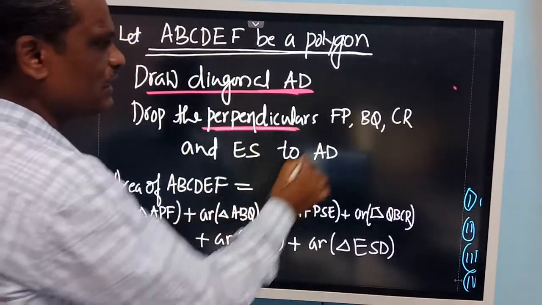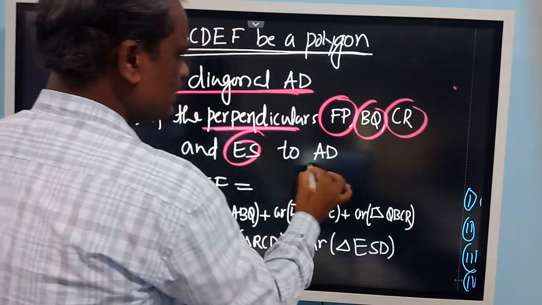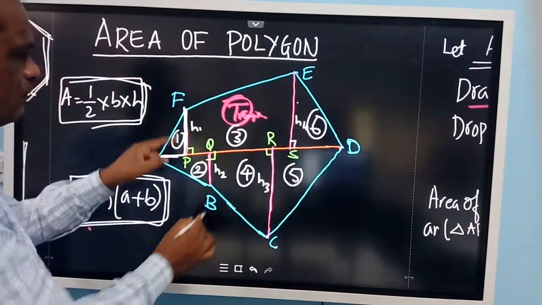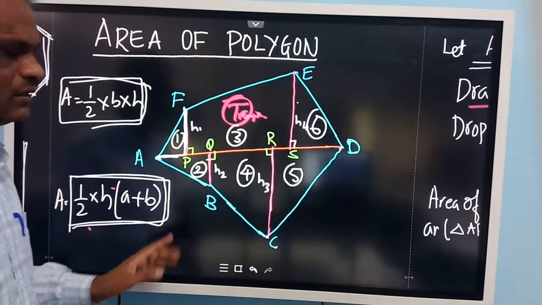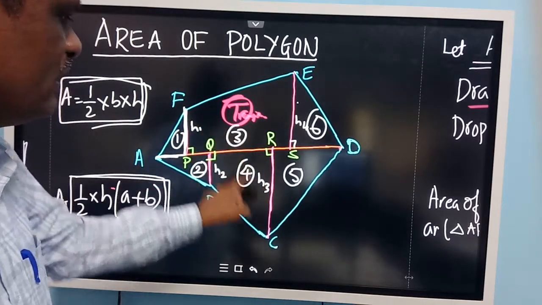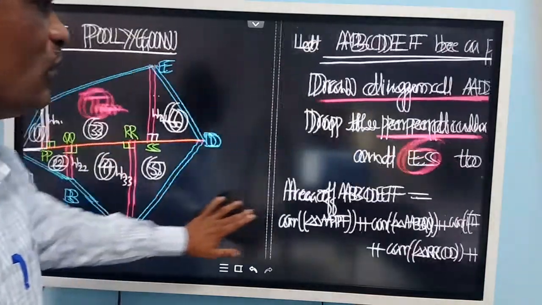Then draw the perpendiculars FP, BQ, CR and ES to AD, to the diagonal. We have drawn 4 perpendiculars. One is this, second one, third one, fourth one. Now you can apply the formula.